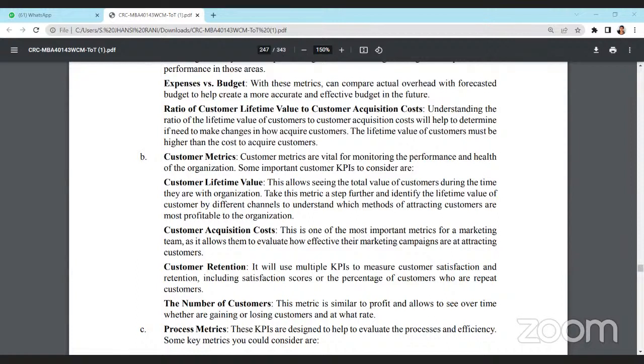Next, customer retention. It will use multiple KPIs to measure customer satisfaction and retention, including satisfaction scores or the percentage of customers who are repeat customers.